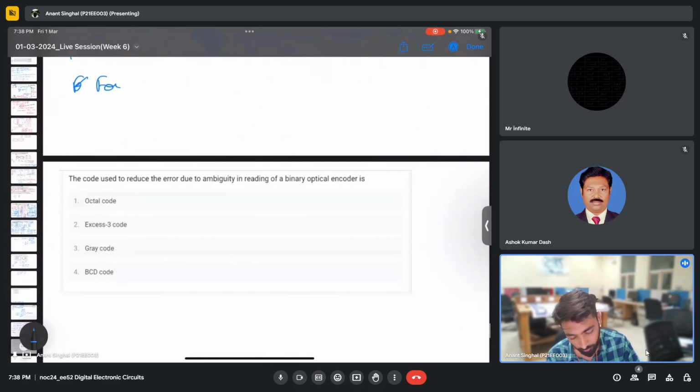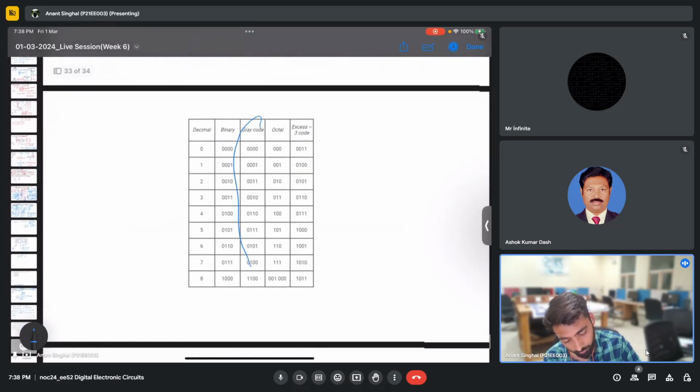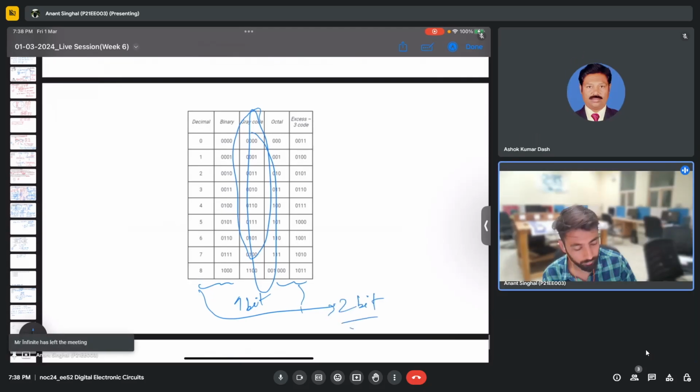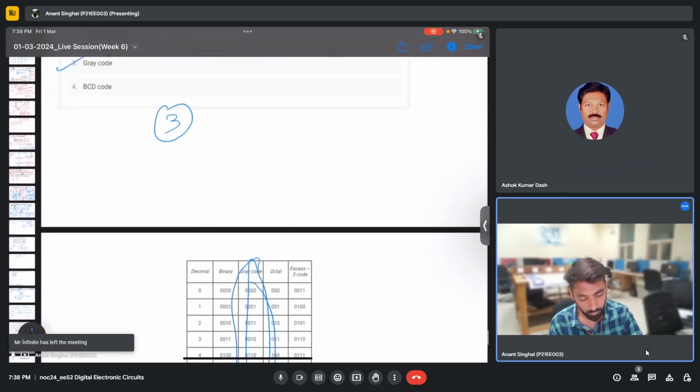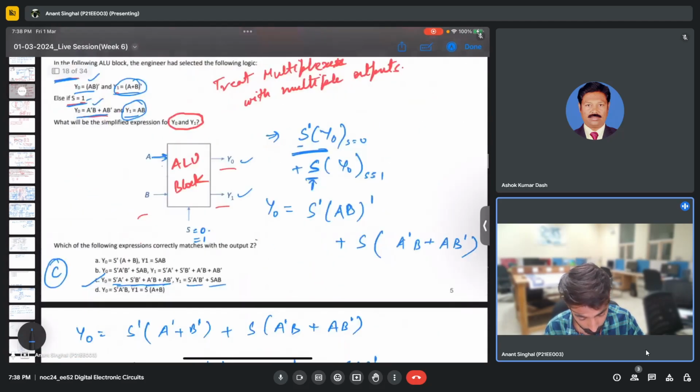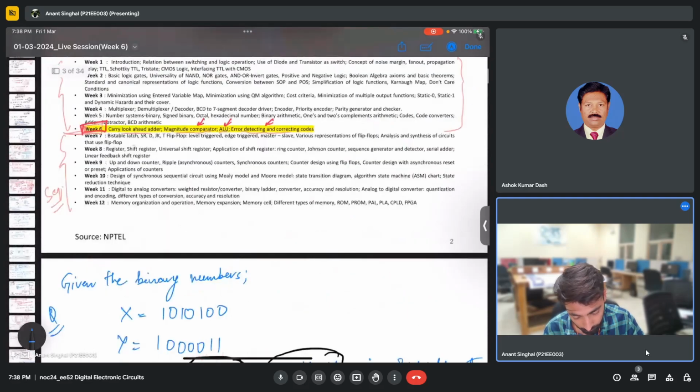And we already know that there is only a 1 bit difference in the gray code, whereas the rest of them have a 2-bit difference. So gray code is always superior in error control as compared to any other code. So this is how we ended the lecture.